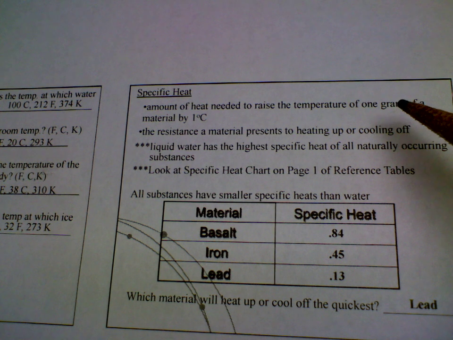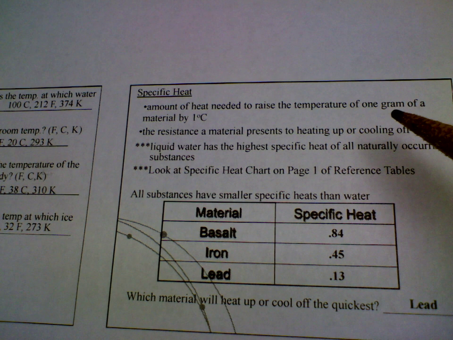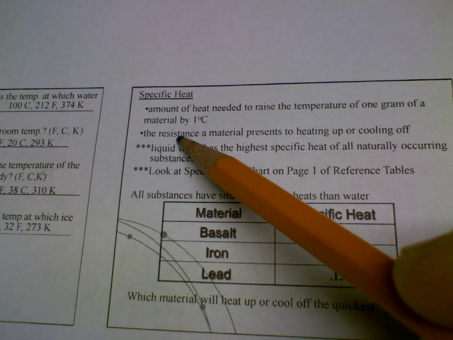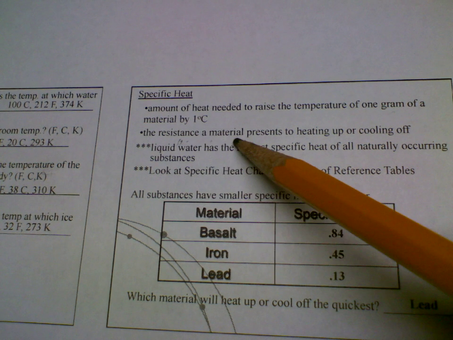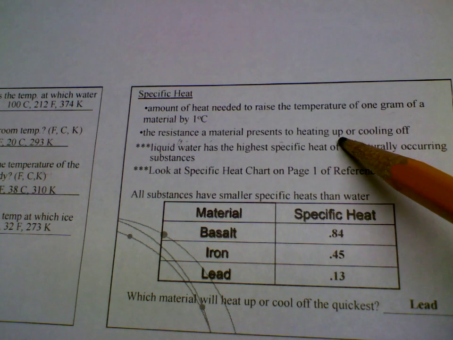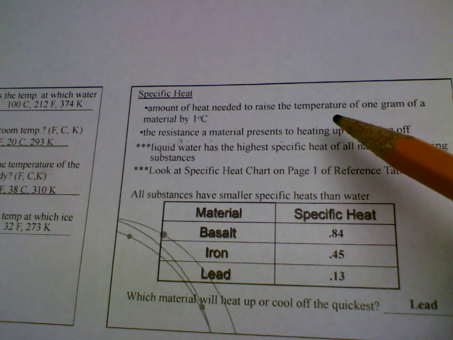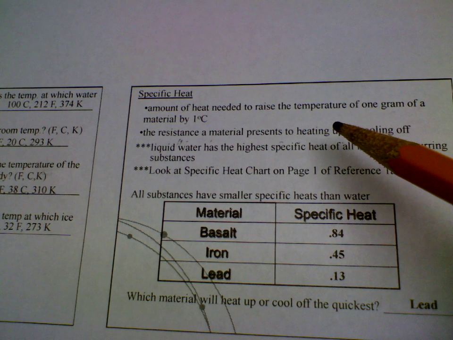That sounds very scientific, very confusing. What is this simply? This is really what specific heat is. It's the resistance a material puts up to being heated up or cooled off. In other words, how difficult it is to change the temperature of a substance.